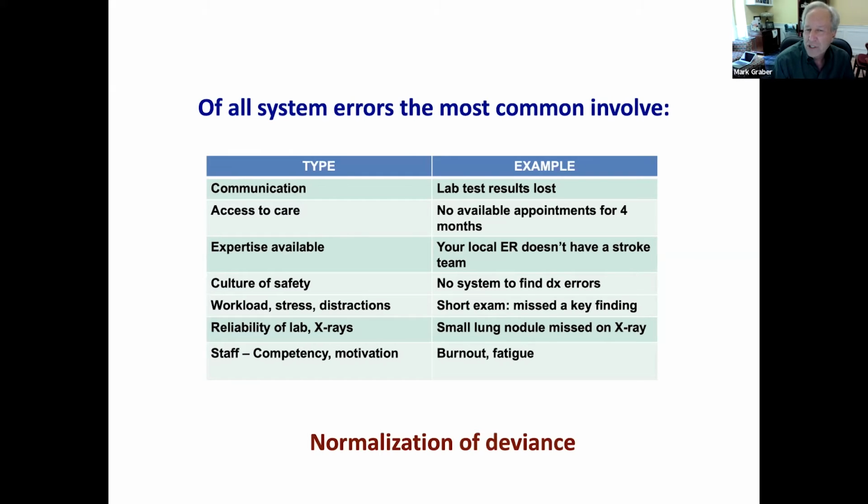Access to care. So it was pretty good in Rory's case, but personally, if you're trying to go see a specialist, you may have a 4-month delay before you can get in to see somebody. Is there proper expertise available? For example, many emergency rooms today do have stroke teams and many do not. How's the culture of safety? Is it good? Is it bad? What's the daily environment like? Are there too many distractions? Is the workload excessive? What's the reliability of the lab and x-rays? Burnout and fatigue are a huge problem today, much more so than in the past, and that's getting worse, as I'm sure you all know.